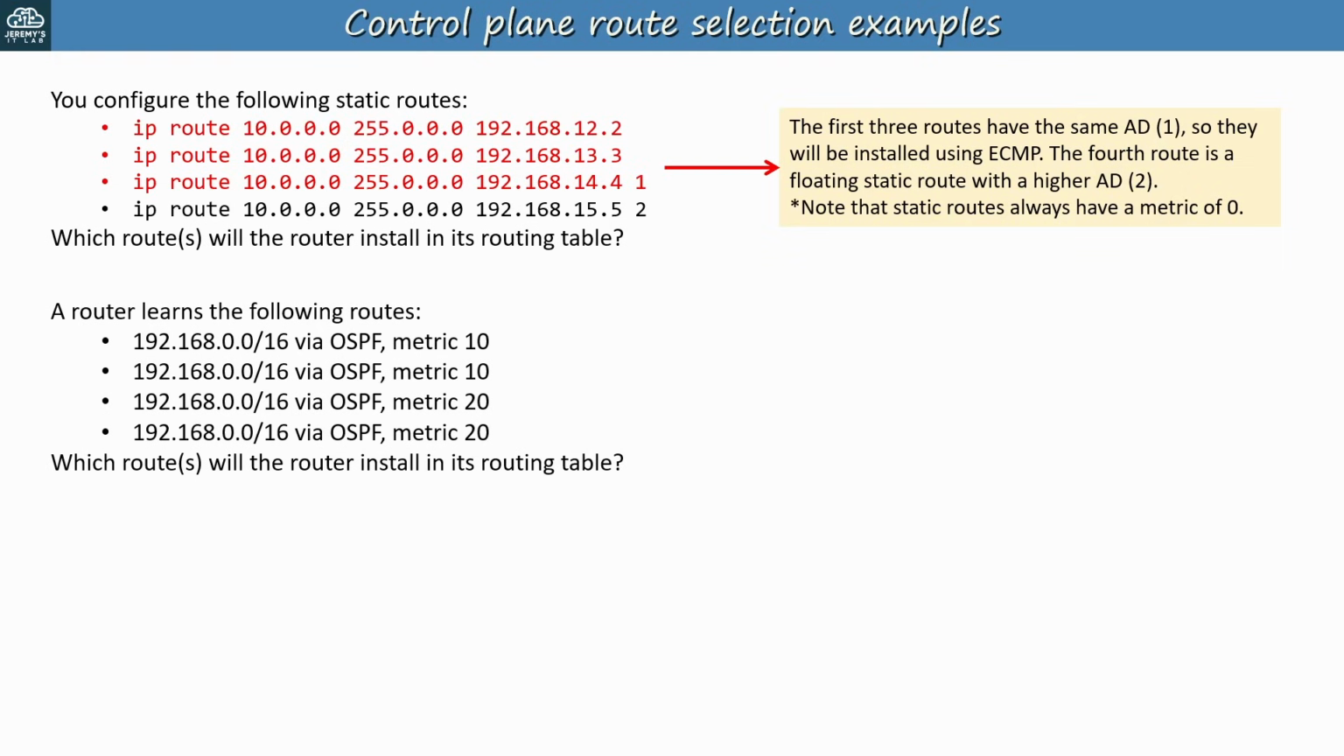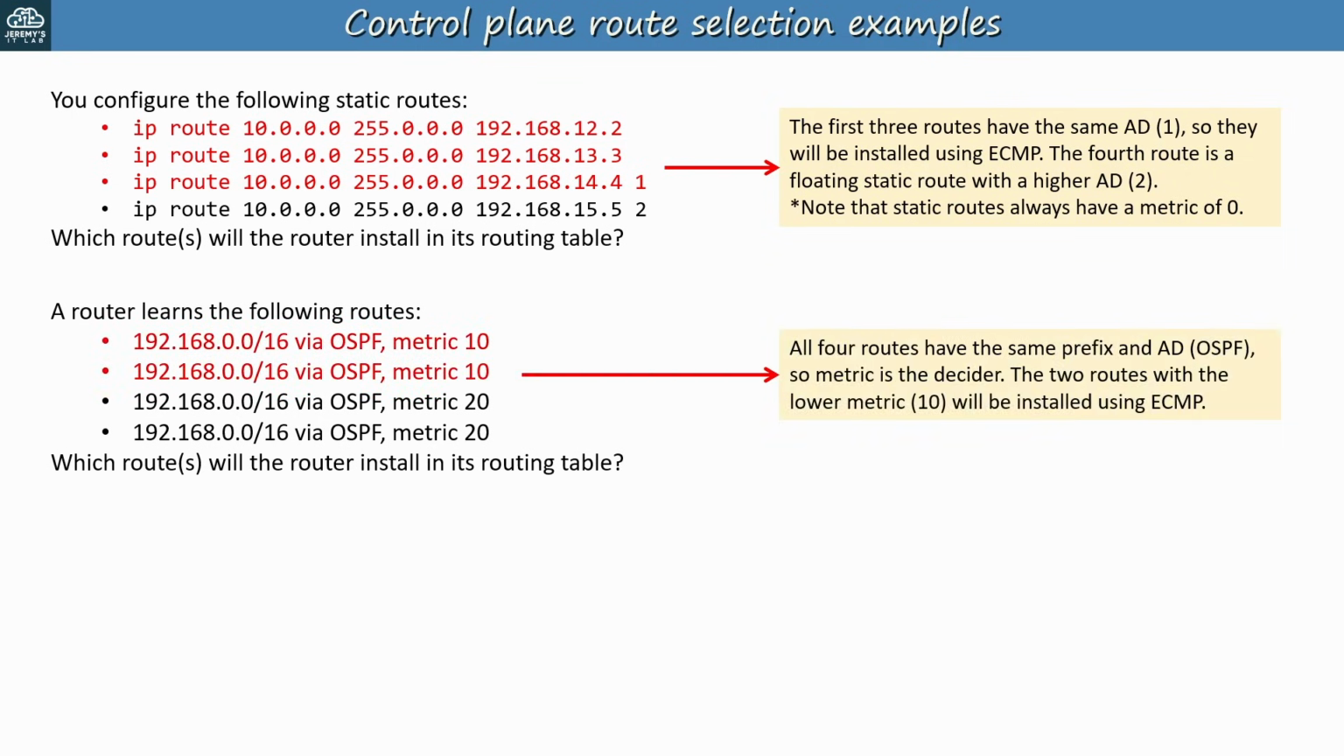Okay, next one. Pause the video if you want to think about the answer. This time, we have 4 routes to the same prefix, all learned through OSPF. Their ADs are tied, of course, but 2 of them have a lower metric. So these 2 will be installed using ECMP. The other 2 will only enter the routing table if the 2 metric 10 routes are removed.